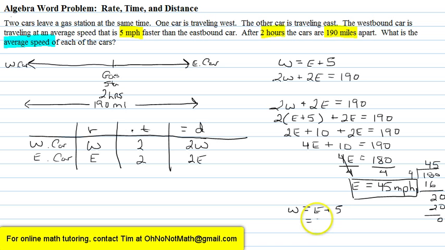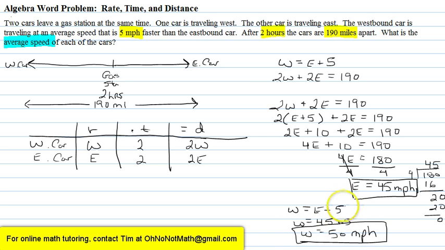Substitute E equals 45. We have 45 plus 5. And we have W equal to 50 miles per hour. So that should be our answers.